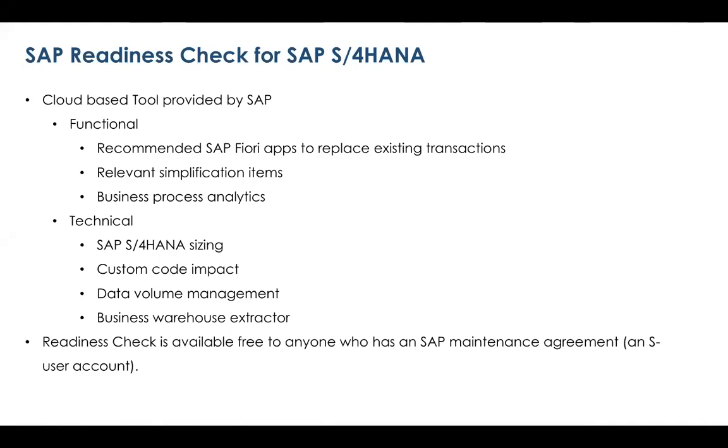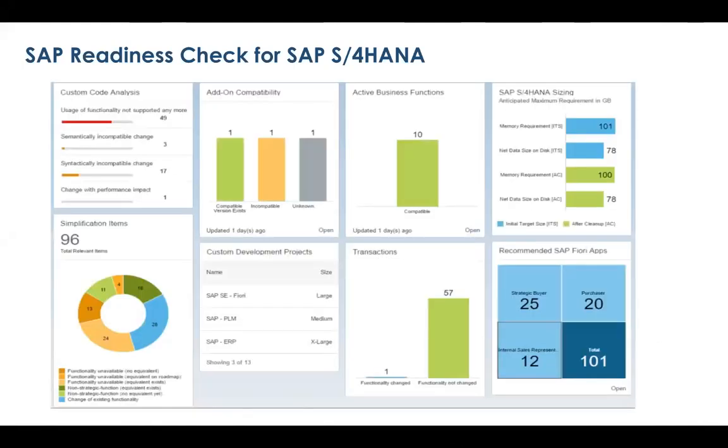On the technical side, the tool could also assist on the sizing, the custom code impact, the volume, and also some of the extractors that are currently in place. So the tool is available, and some of the dashboards that come out of the tool are going to be like this. If you want to run this readiness check on your system, we can have some more detailed demo. But in the assessment phase, you do need to look into your sizing on the right hand side: what are the memory requirements for you to move to S4 HANA, what kind of Fiori apps are recommended by roles, and what kind of compatibility and what kind of active business functions are there to be moved on, right?